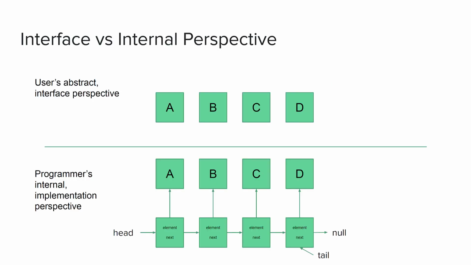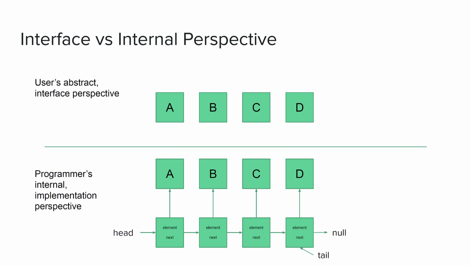In this slide, we're contrasting the user's abstract perspective of a list with the programmer's implementation perspective. Above the green line, we see that the user perceives a list simply as a sequence of elements. So this list contains 4 elements, A, B, C, and D, in that order. The user only expects to interact with this list through the abstract data type's interface methods.